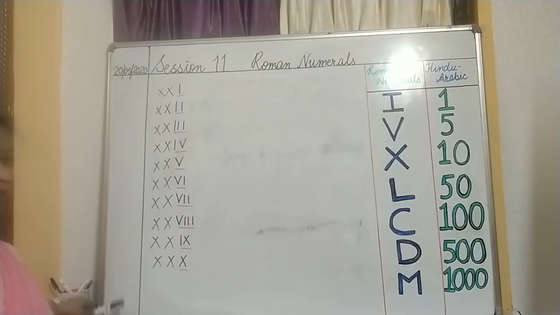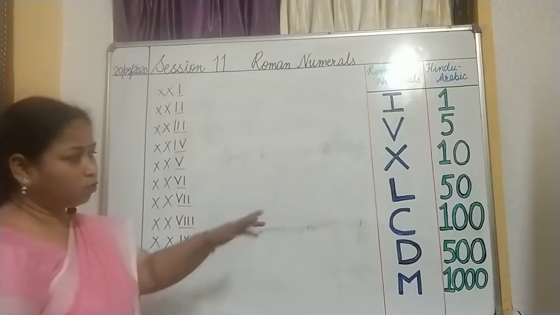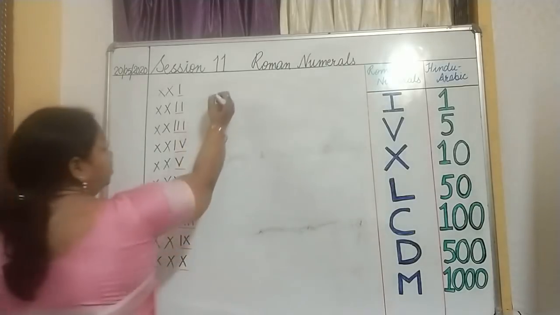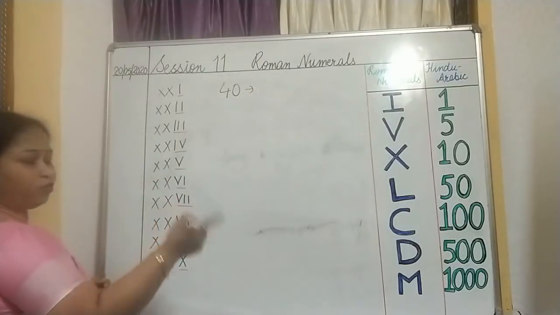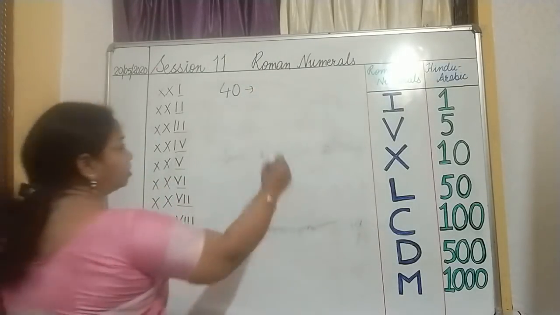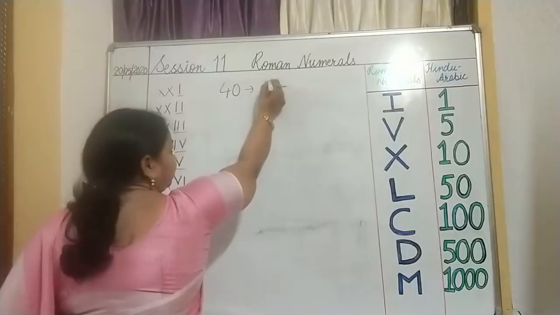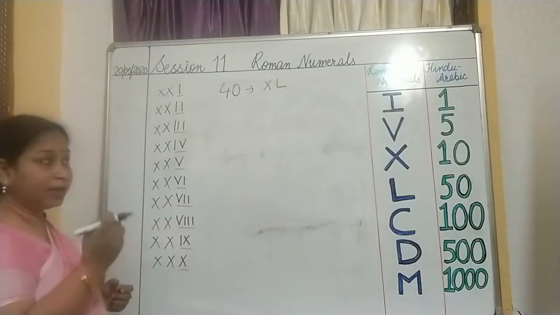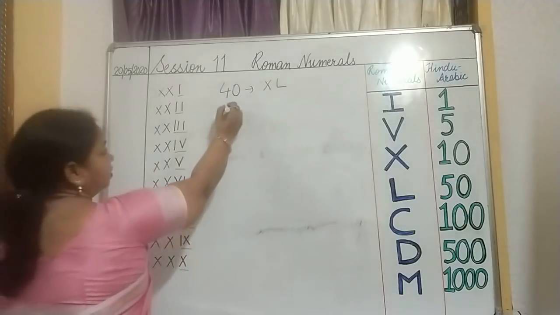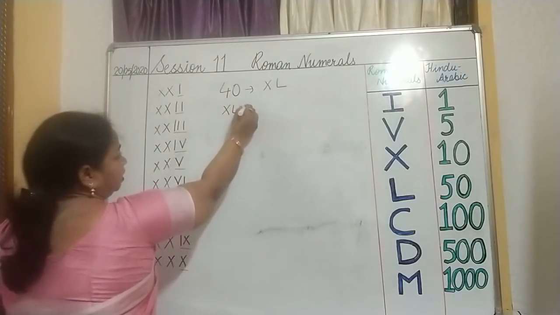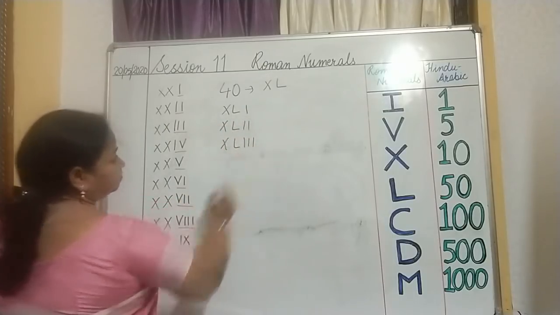You can do it like that, 31, 32 and then 40. For 40, what symbol have I told you? For 40, what is the symbol we have used, children? For 40 it could be written as 50 minus 10. So what is the symbol of 50? L. What is the symbol of 10? X. And if it is written before, we will get XL, which means 40, right? So if you want to have the series of 40s, you can have XLI, XLII, XLIII.